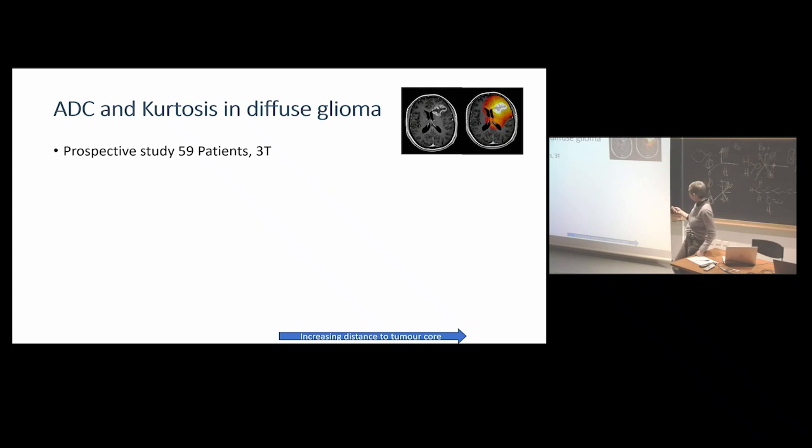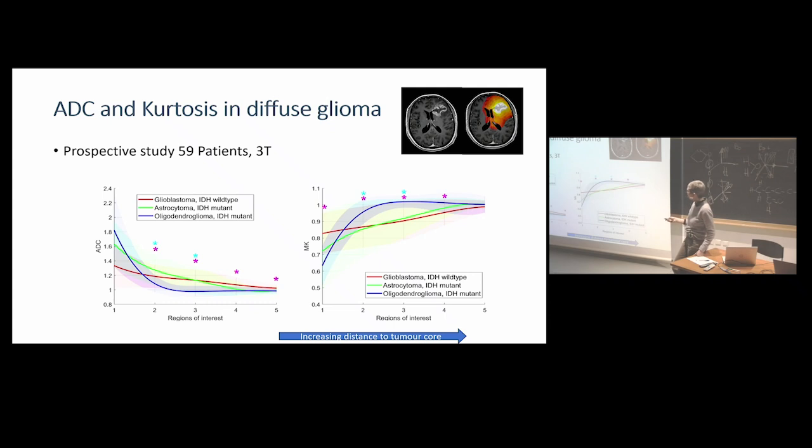And what Uwe Klose and his co-workers did was that they evaluated the kurtosis and the apparent diffusion coefficient at different distances from this tumor. And they had a look at different kinds of tumors, so glioblastoma, astrocytoma, oligodendroglioma, and they could see that the mean kurtosis actually deviated quite drastically and was more localized in that sense than the remainder of the tumors, which we know grow in a more infiltrative way. So that can be helpful.